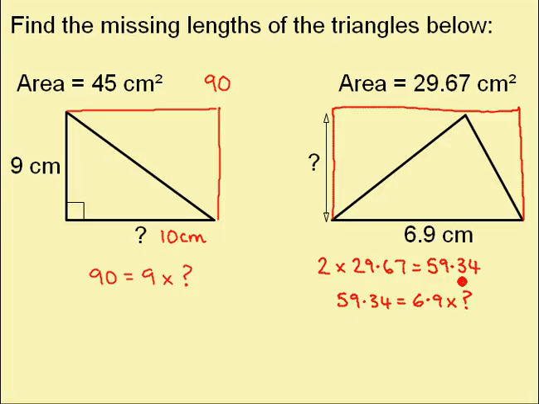This time it's not as easy to tell the answer, but we can get it by dividing. So using the calculator, we're going to do 59.34 divided by 6.9. The answer we get is 8.6. So the height of the triangle is 8.6 centimetres.